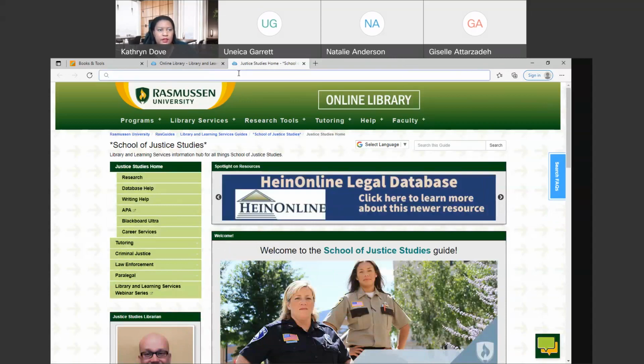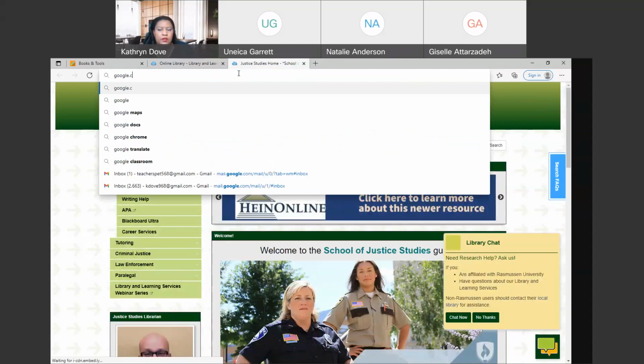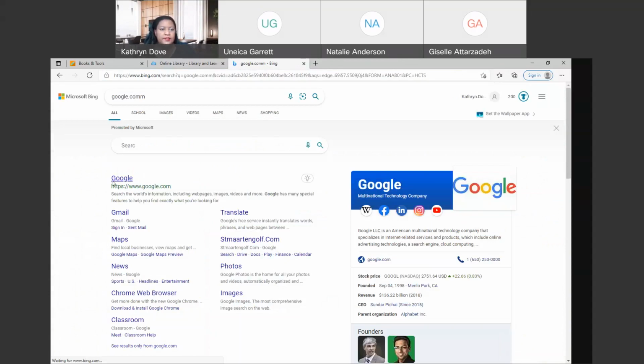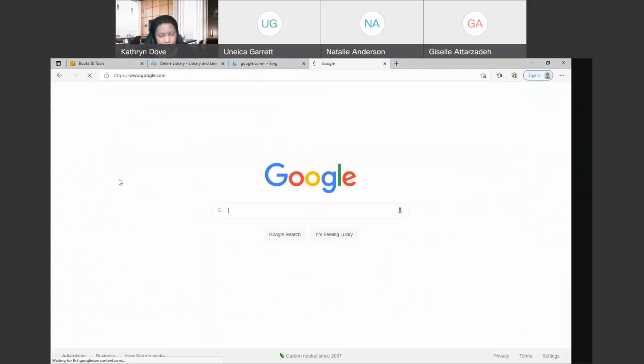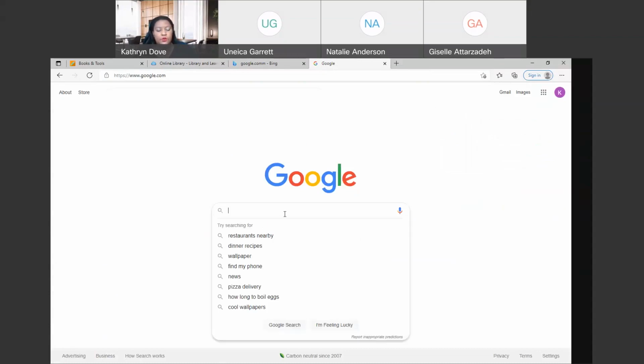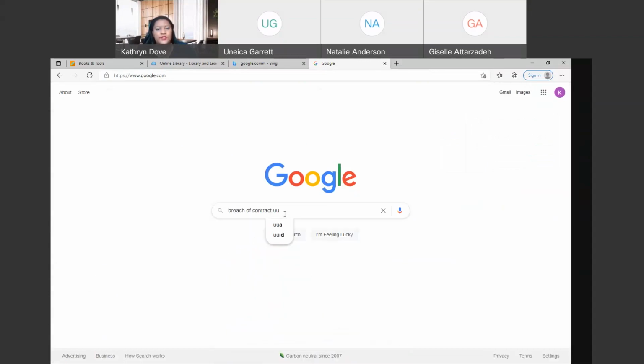Can everyone still see my desktop? All right, cool. You'll do your search on Fastcase. I'm just going to search the open web. So what I'm going to search for is what it said: breach of contract, UCC, sales, remedies, cases.